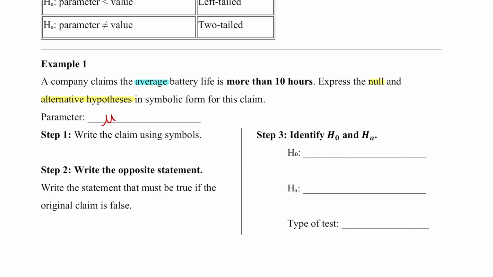Step 1. Write the claim using symbols. Let's look at the wording carefully. The phrase more than 10 hours tells us the average is greater than 10 hours. Since we're talking about the population mean, we have mu is greater than 10.